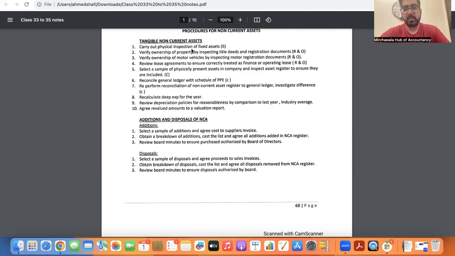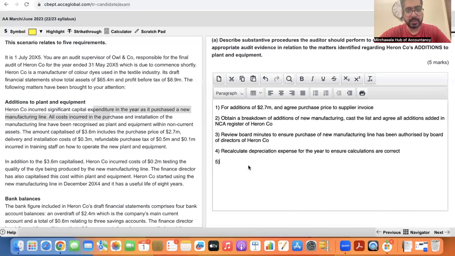Carry out physical inspection of fixed assets. Okay, now if you write carry out physical inspection of fixed asset to confirm existence, this is a general point.